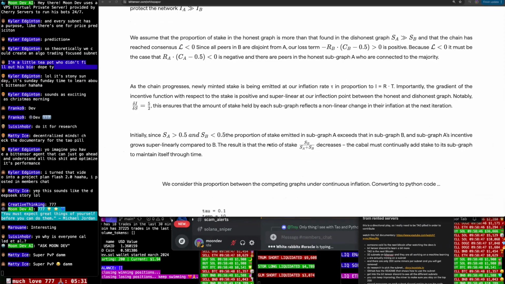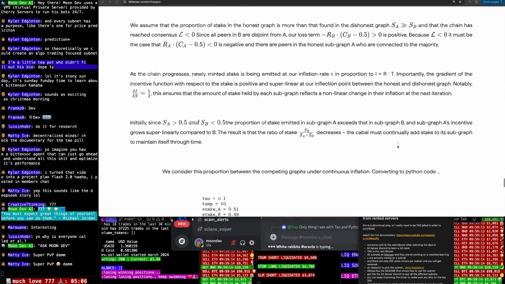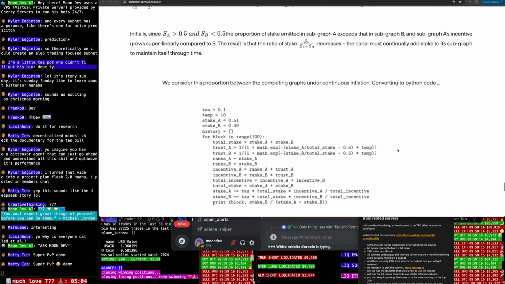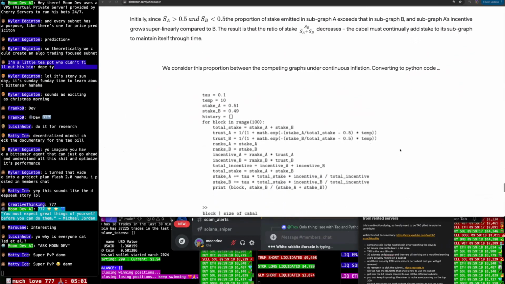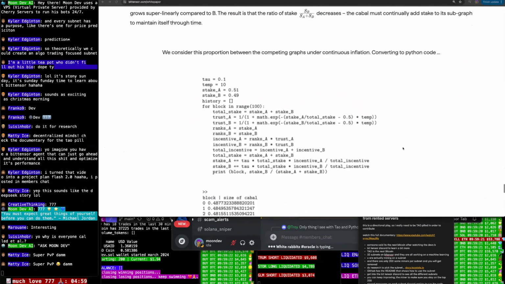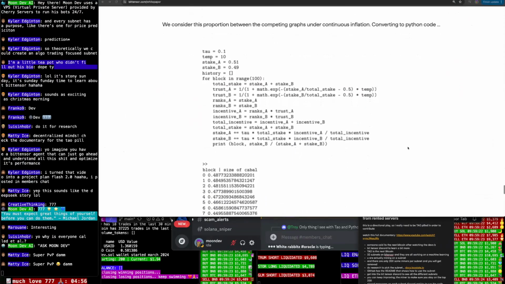Initially, since SA is over 0.5 and SB is under 0.5, the proportion of stake emitted in subgraph A exceeds that in subgraph B, and subgraph A's incentive grows superlinearly compared to B. The result is that the ratio of stake SB over SA decreases. The cabal must continually add stake to its subgraph to maintain it over time. We consider this proportion between the competing graphs under continuous inflation, converting to Python code.